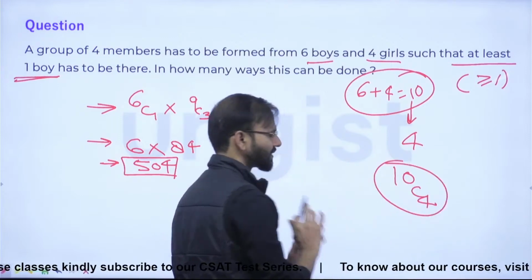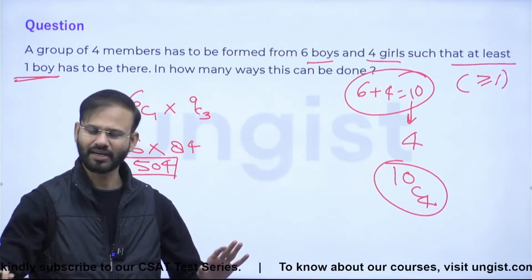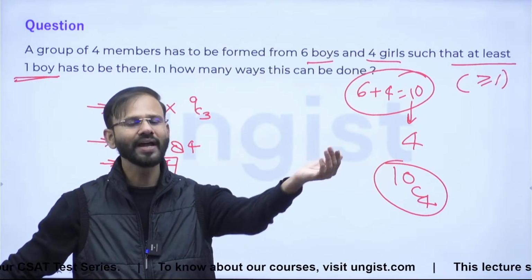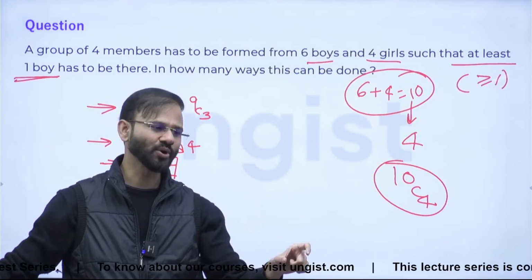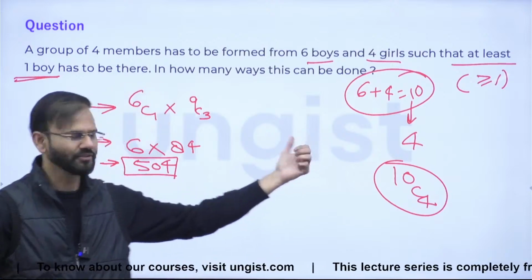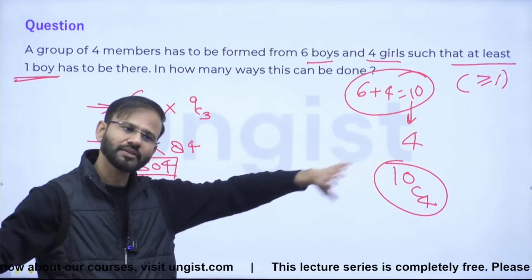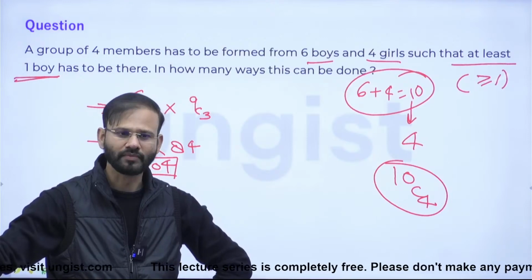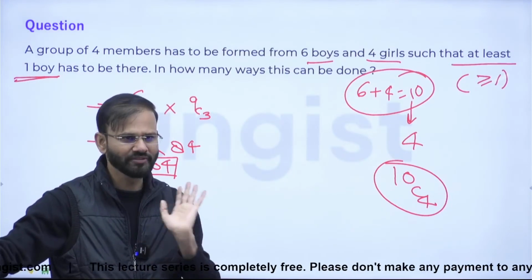When, see, just try to understand, when there is no restriction, at least 1 boy or something, there is no restriction. If I ask you, just go and select 4 members out of 6 boys and 4 girls, then the total number of cases would be 10C4. Yes or no? भाई 10 में से 4 choose करने का तो 10C4 ही base है.